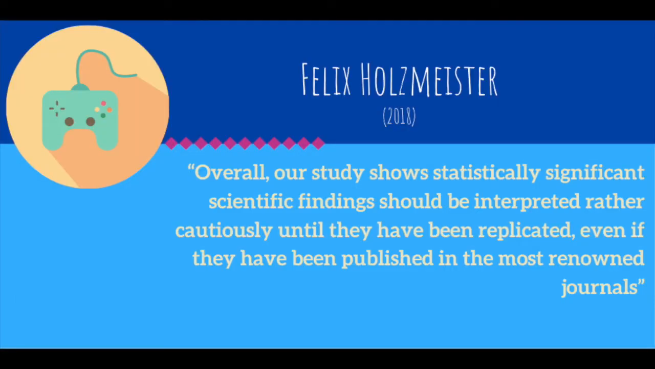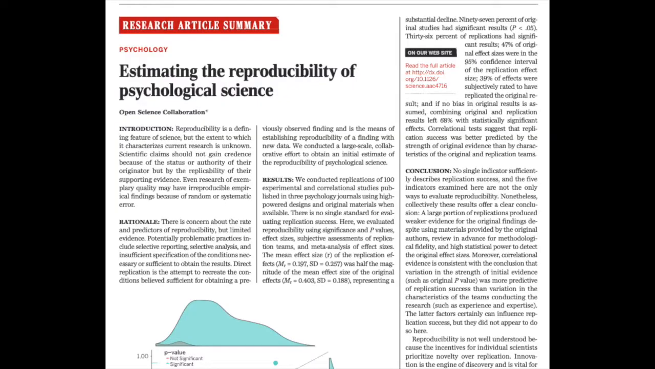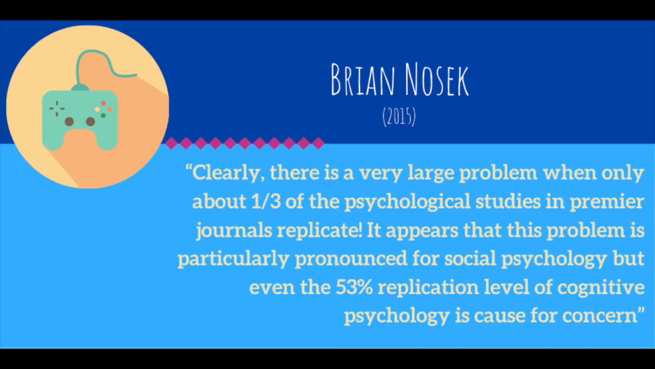Felix Holzmeister, an Austrian economist and one of the study's co-authors, says, quote, "Overall, our study shows statistically significant scientific findings should be interpreted rather cautiously until they have been replicated, even if they have been published in one of the most renowned journals." A 2015 open science collaboration project led by the University of Virginia psychologist Brian Nosek noted, quote, "Clearly there's a very large problem when only about 1/3 of psychological studies in premier journals replicate. It appears that this problem is particularly pronounced for social psychology, but even the 53% replication level of cognitive psychology is cause for concern." Now, it's not always clear why things don't replicate.